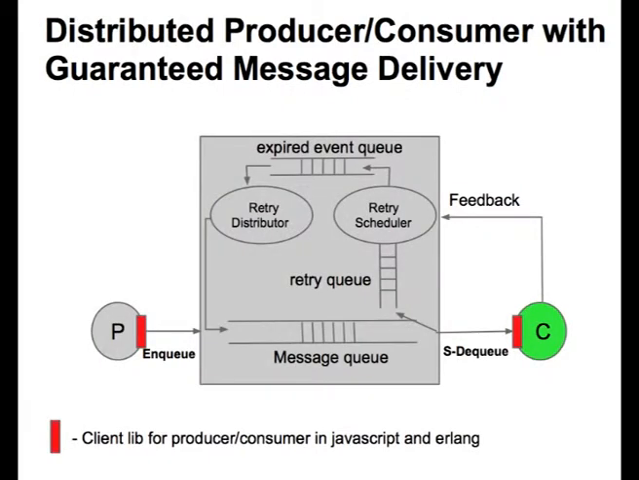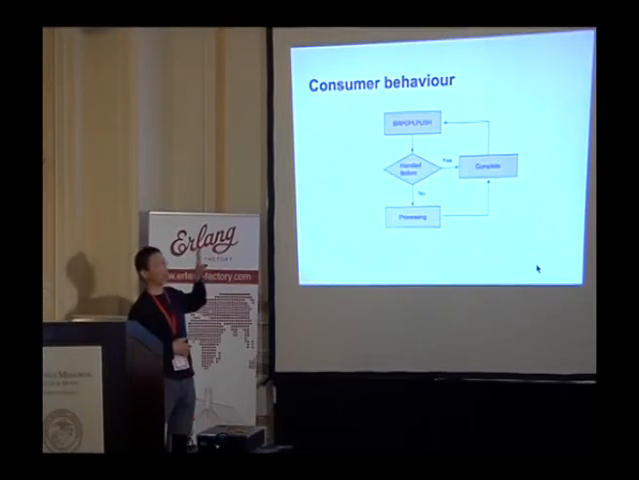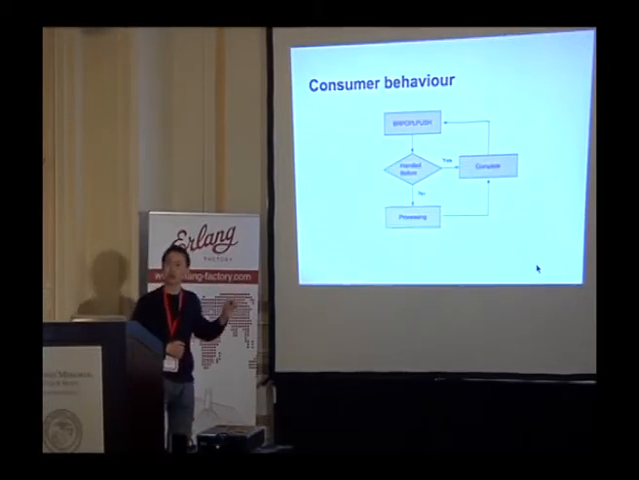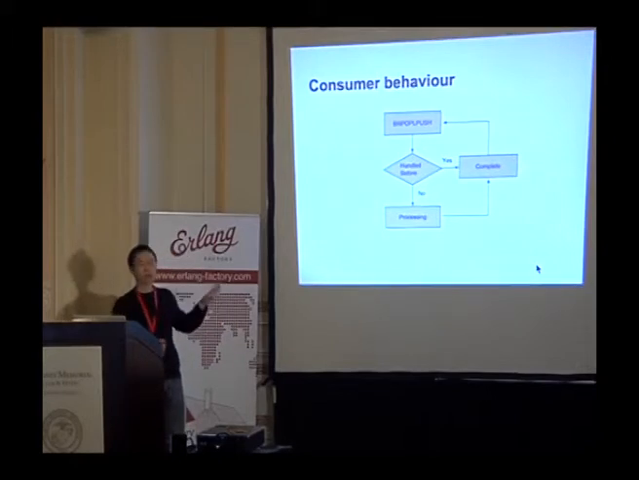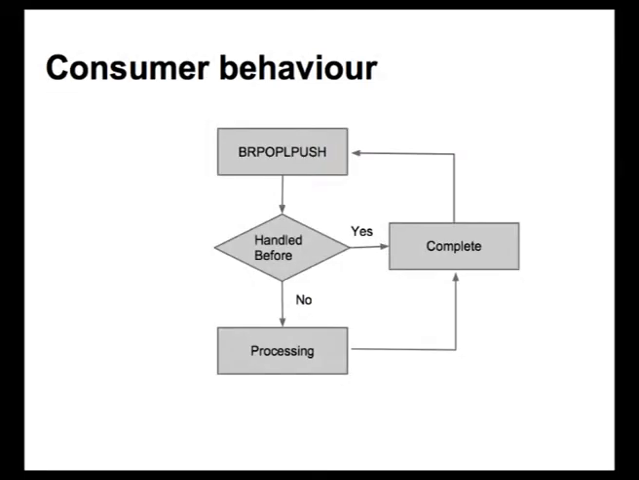Next, I will talk about the consumer. Here, the consumer is doing a special dequeue. It's using the Redis BRPOPLPUSH. B means blocking. So if the queue is empty and there's no event, the consumer will simply block and wait for the event. This is useful because you don't want to do a busy check. That's wasting a lot of energy.